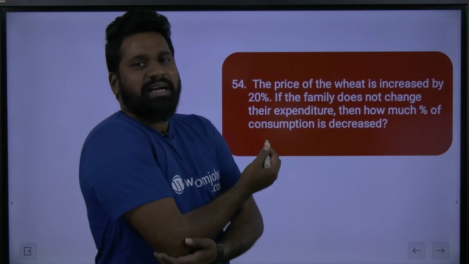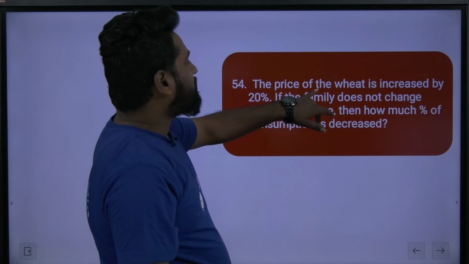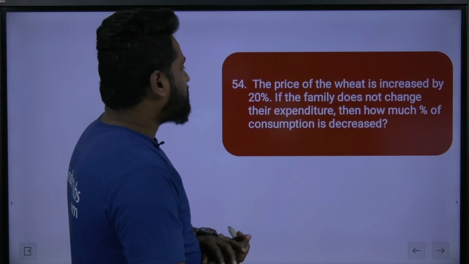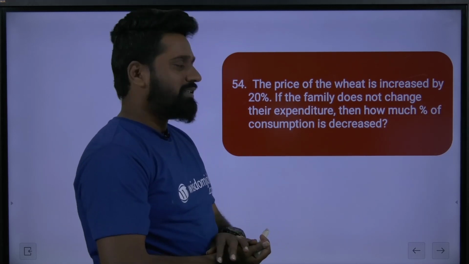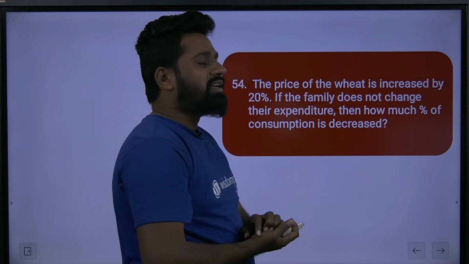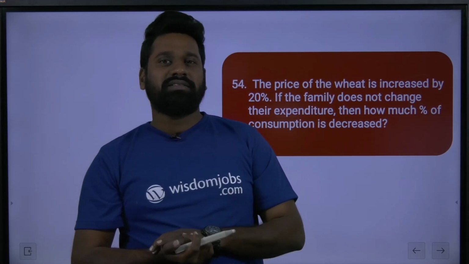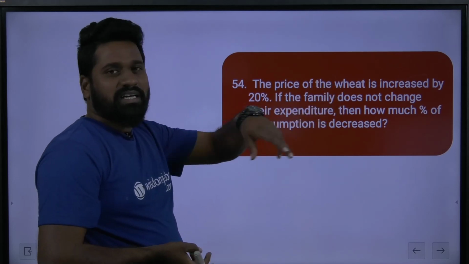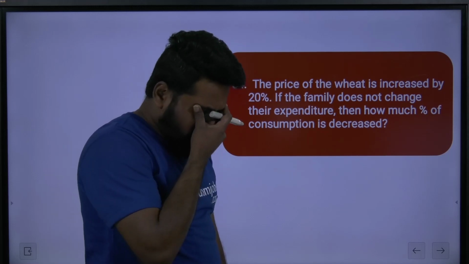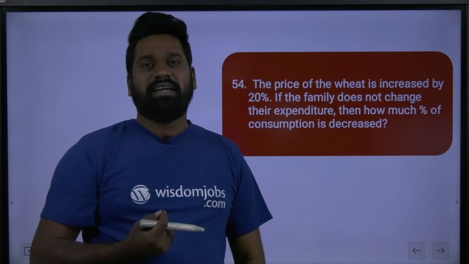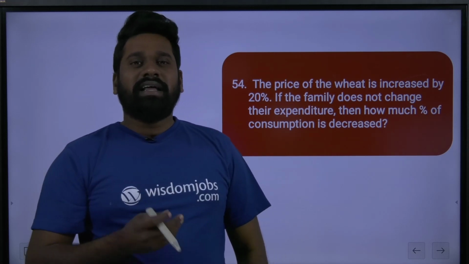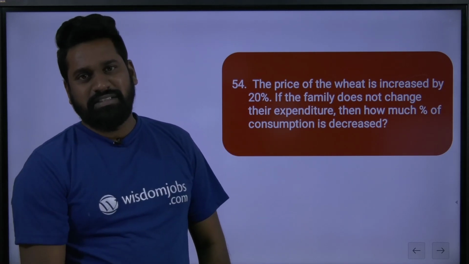So this is also the same concept here again. The price of the wheat is increased by 20%. If the family does not change their expenditure, then how much percentage of consumption is decreased? Is it clear? All of you understand the question? Once again, read the question here. The price of wheat is increased by 20%. So the price of wheat here is increased by 20%.